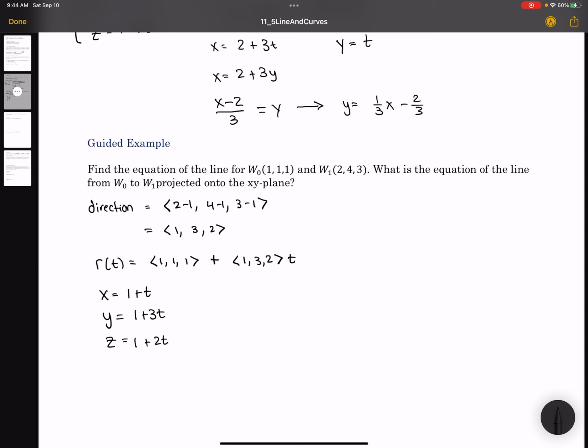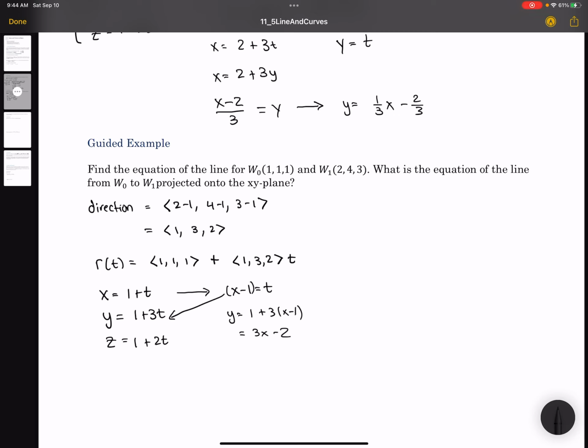So since x equals 1 minus t, that's going to tell us that x minus 1 is equal to t. I may have said x equals 1 minus t. I meant to say x equals 1 plus t. So x minus 1 equals t. So if x minus 1 equals t, we can substitute that here. So we get y equals 1 plus 3 times x minus 1, which is the same as 3x minus 2.